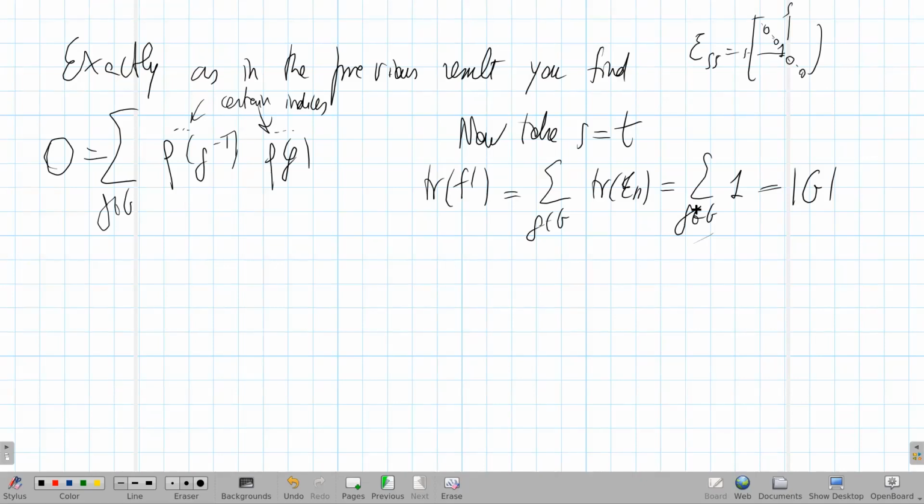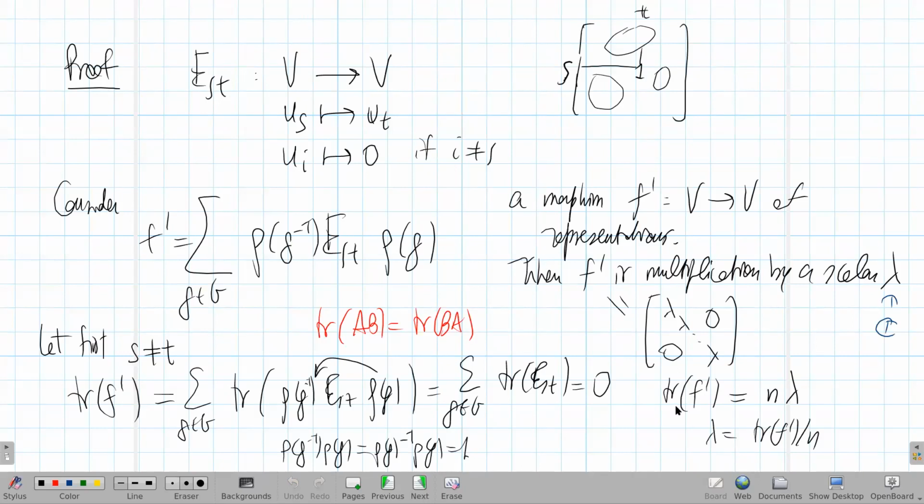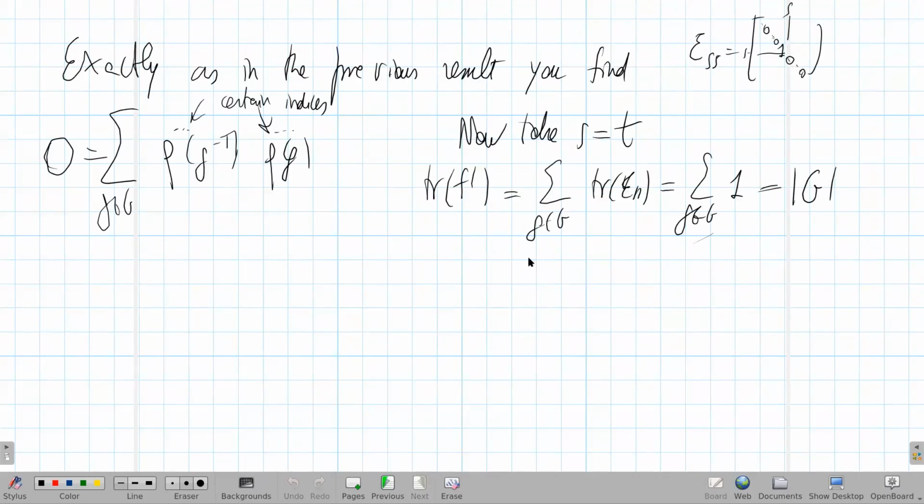And remember, recall this argument here, that the trace of the lambda, this scalar, is the trace divided by n. So this means that F prime will be multiplication by lambda. This is the unit matrix. Okay, so it's this.